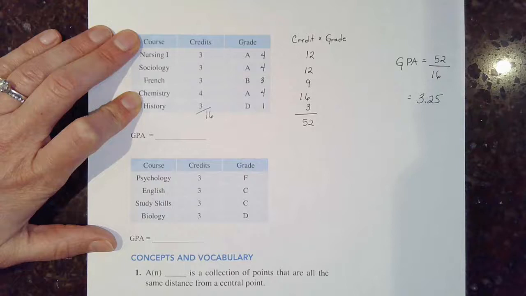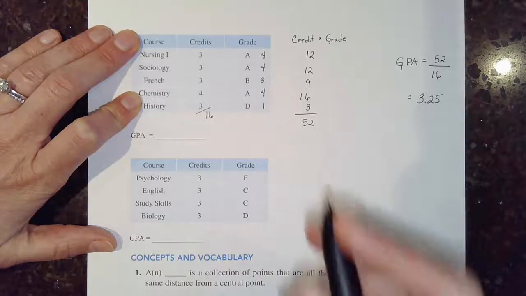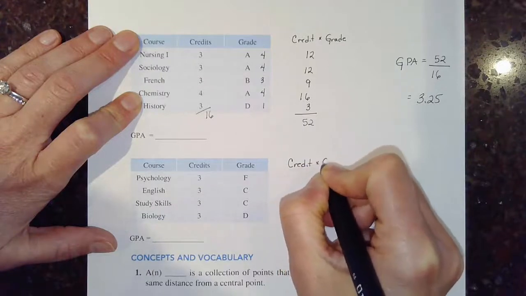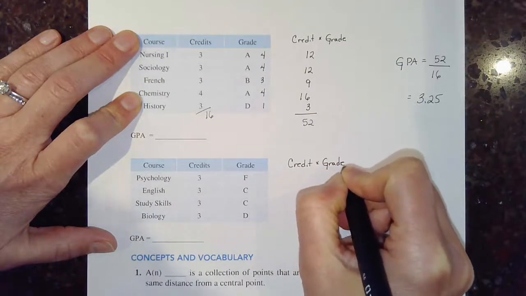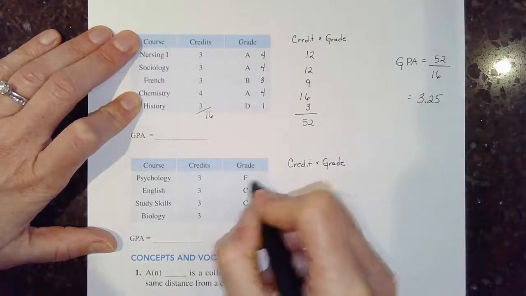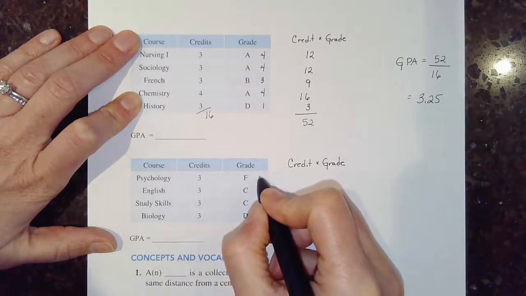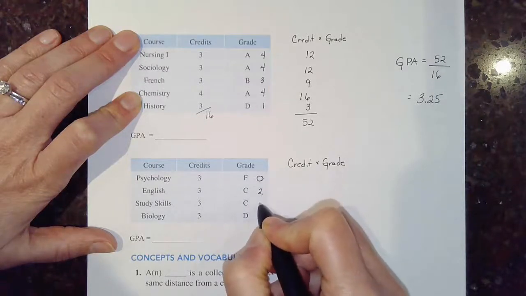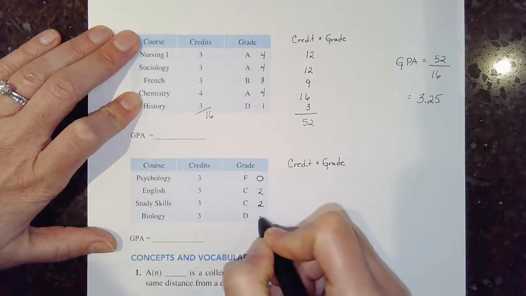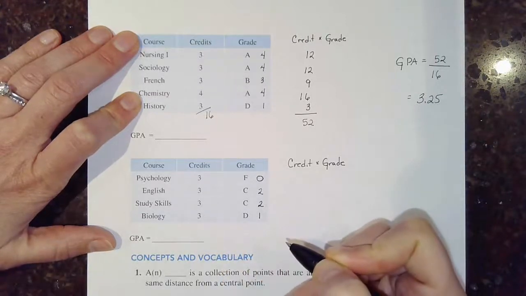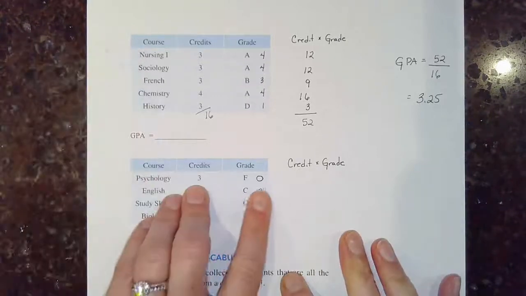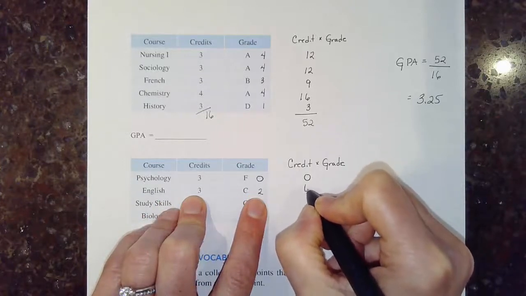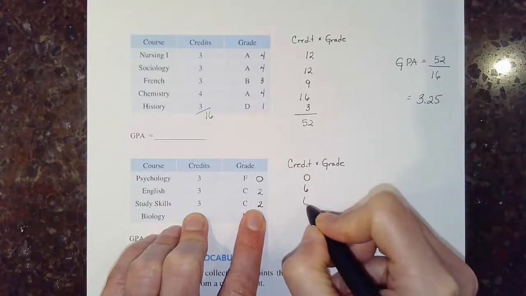All right, let's see how this person did. So we've got a credit times grade column. Okay, so in order to do this, we need to convert these letter grades to numbers. So an F, not so good, right? They got 0. A C is a 2, another C is a 2, and a D is a 1. This person had a rough semester. Okay, so 3 times 0 is 0. 3 times 2 is 6. 3 times 2 is 6. 3 times 1 is 3.